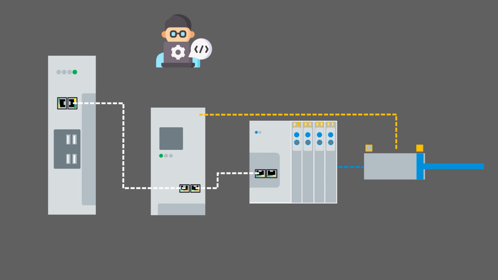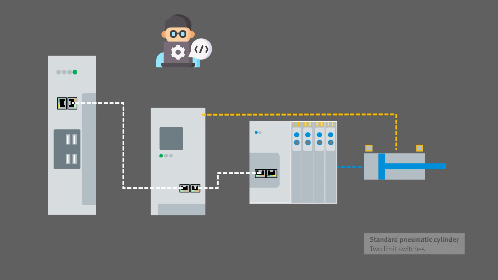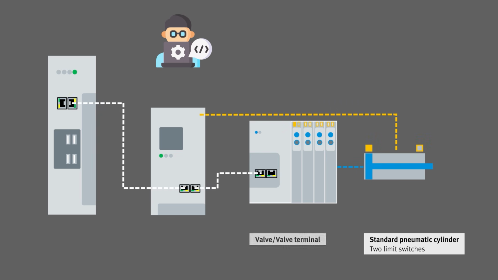Applying Motion Insights Pneumatic on your machine has a few prerequisites. You need a pneumatic cylinder with 2 limit switches. Also, for sure, a valve or valve terminal. Everything has to be controlled by a PLC, gathering all signals.